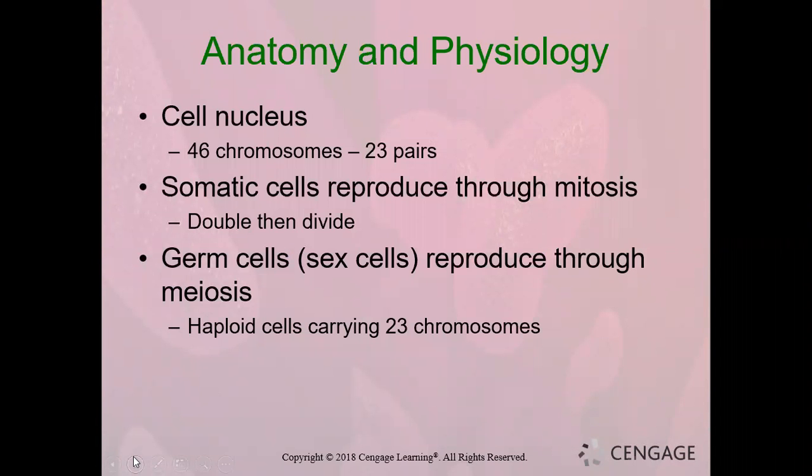So when we're talking about children and development, we need to talk a little bit about chromosomes. There are 23 pairs. Typically, we have 46 chromosomes. They divide, they double, then they divide, and then the germ cells or the sex cells reproduce through meiosis, and haploid cells carry 23 chromosomes. Now, you don't really need to know about haploid cells and all that, but just know that typically we have 23 pairs.